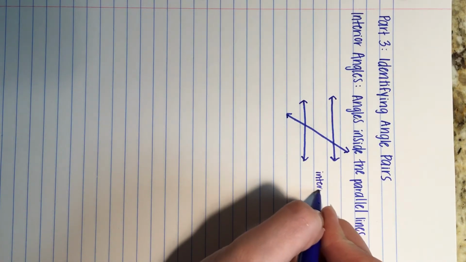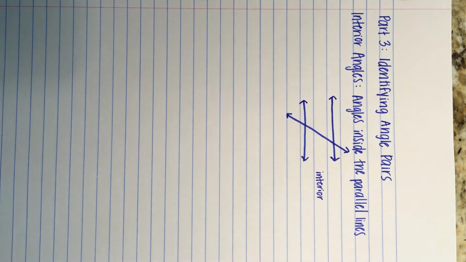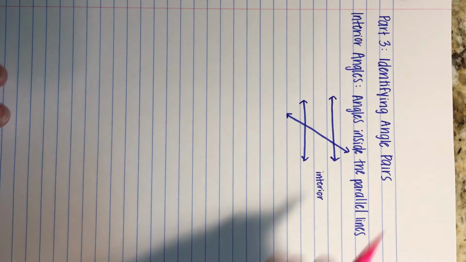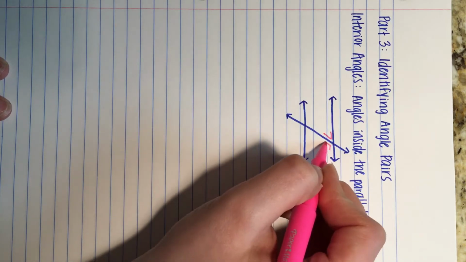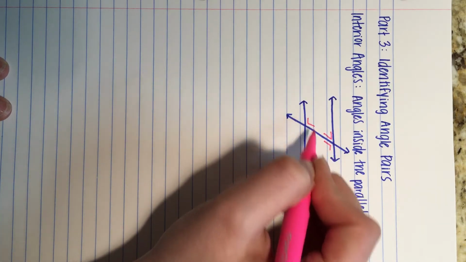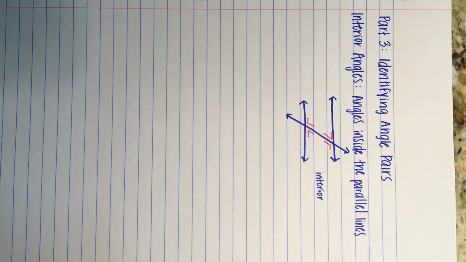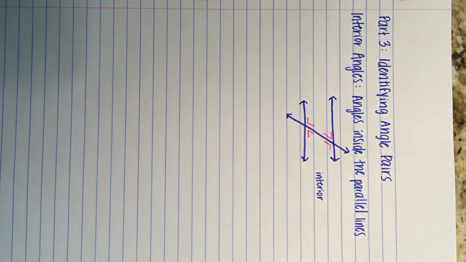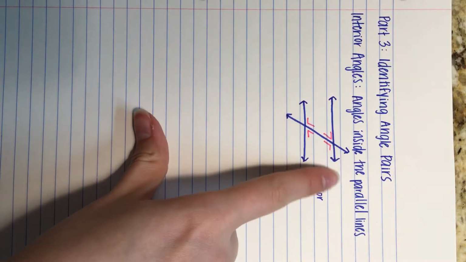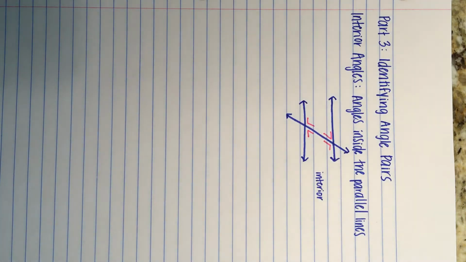Here's the interior, okay, because it's inside our parallel lines. So there are going to be 4 angles that are interior here. I see one here, I see one here, one more, just like that. So in pink, I've kind of highlighted where these angles are. There are 4 of them. These are interior angles because they're angles. Notice how they're inside these parallel lines. First thing we need to cover.